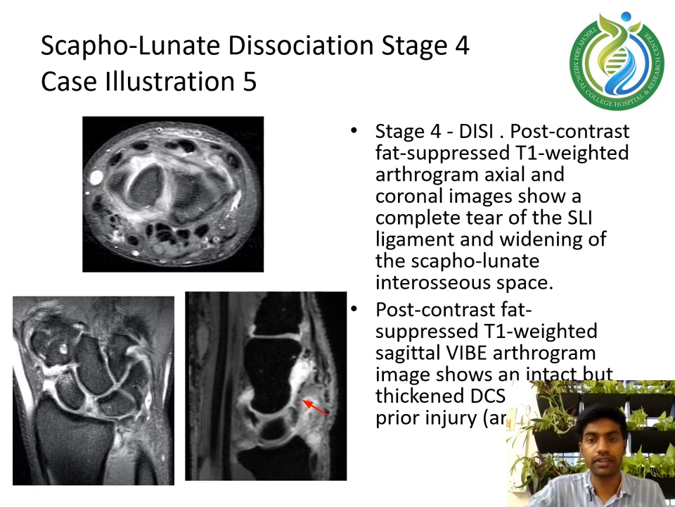Case illustration 5. Stage 4, which is also DASI. Post contrast fat suppressed T1 weighted arthrogram, axial and coronal images show complete tear of the SLI ligament, widening of the scapholunate interosseous space. Post contrast fat suppressed T1 weighted sagittal VIBE arthrogram image shows an intact thickened DCSS, suggesting prior injury, which is shown by the arrow.